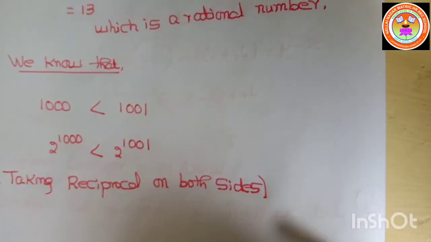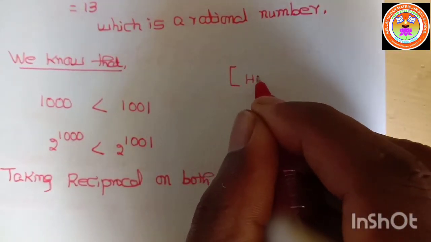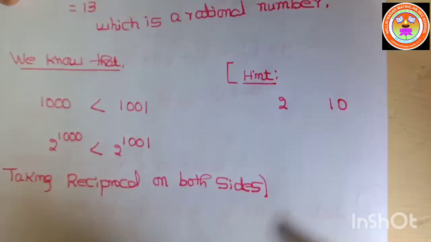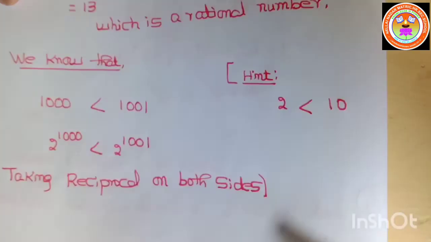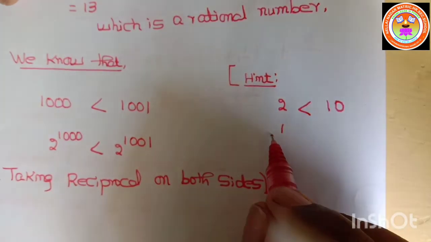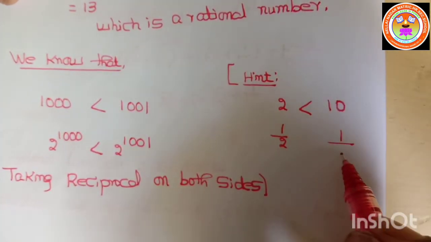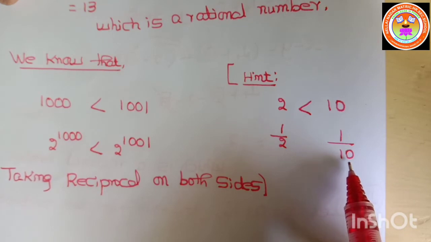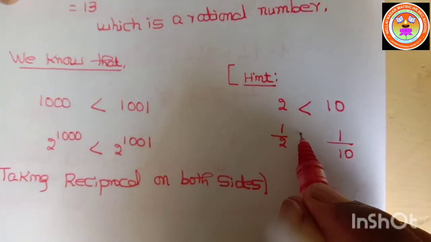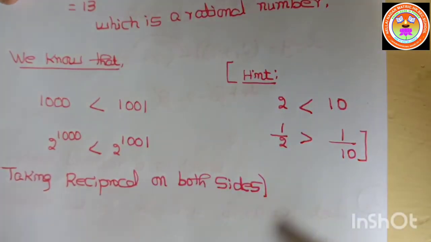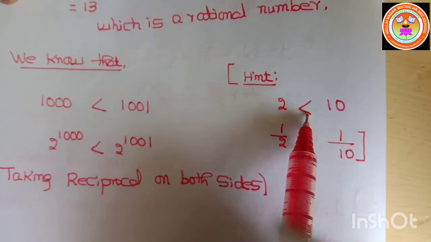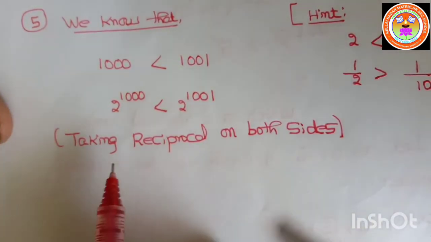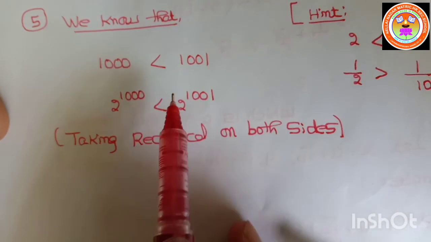Before that I'll give one hint. Now 2 and 10. Which is the greater number? 10 is the greater number. Now you take the reciprocal: 1 by 2 and 1 by 10. 1 by 2 is 0.5, 1 by 10 is 0.1. Which is the greater number? 1 by 2. So taking reciprocal, less than automatically becomes greater than. Here also it is the same thing, taking reciprocal on both sides.